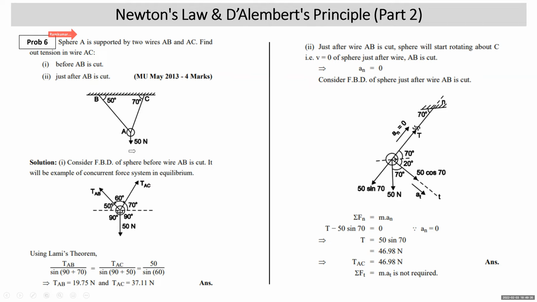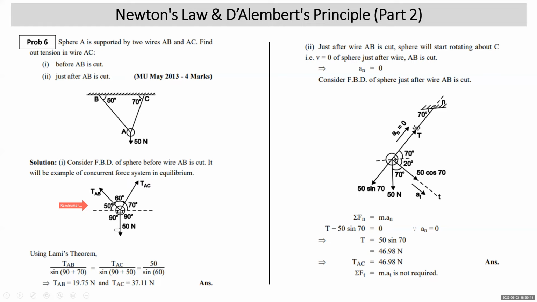Before wire AB is cut, the ball is in equilibrium, the ball is at rest. So it is an example of a concurrent force system. To find the tension in the two wires, you need to draw the free body diagram of this ball, which will be an example of a concurrent force system in equilibrium. Now consider the FBD of the ball. Weight is vertically down. Tension in cable AC is TAC, which will make 70 degrees with the horizontal. This tension is TAB, which will make 50 degrees with the horizontal. Applying Lami's theorem, TAC upon sine of 90 plus 50, TAB upon sine of 90 plus 70, is equal to the weight upon sine 60. You get TAB and TAC.